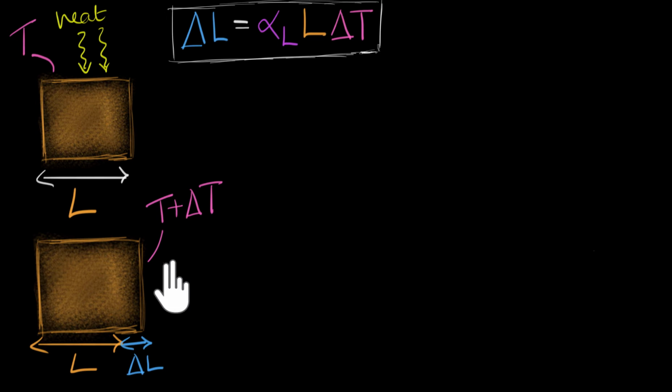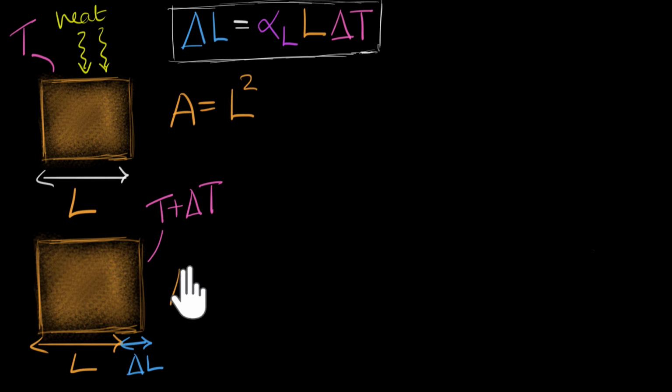Well, all we need to do is ask ourselves, how do you get area from length? Hey, that's easy. For a square, the area is just the side squared, right? So let's write that down. The area initially would be L squared. Side squared is L squared. This is the initial area. What would be the final area?